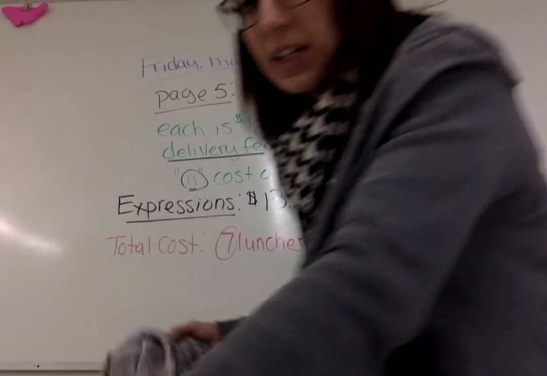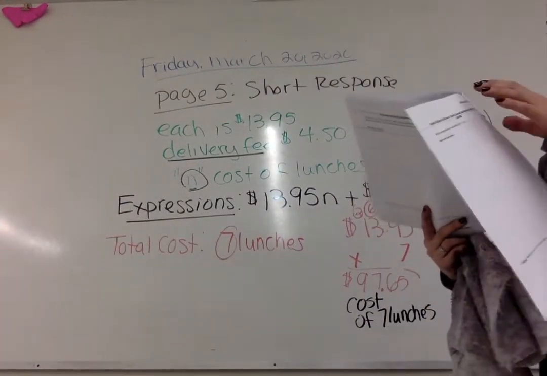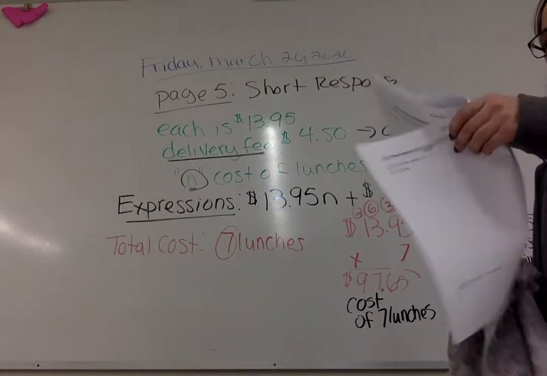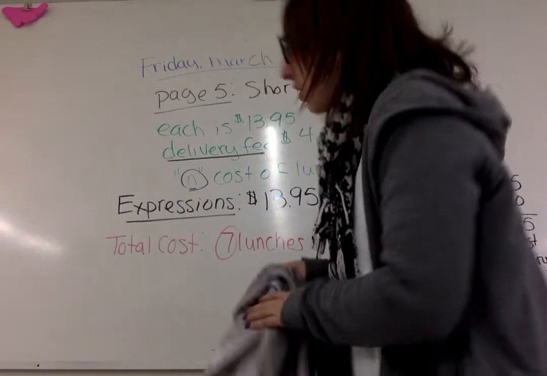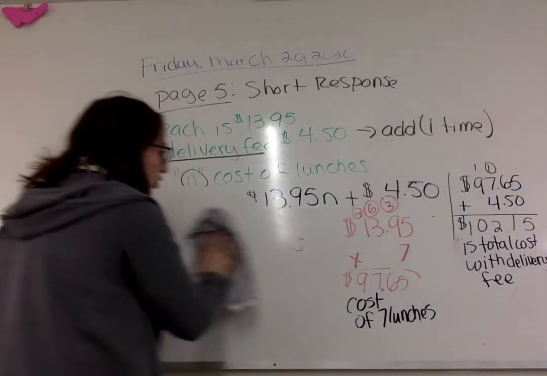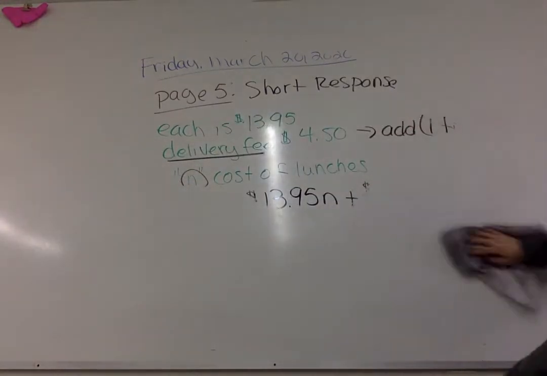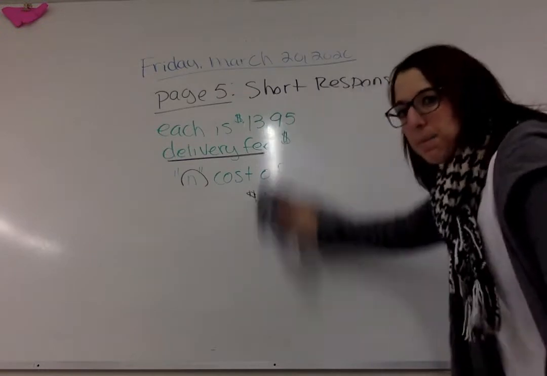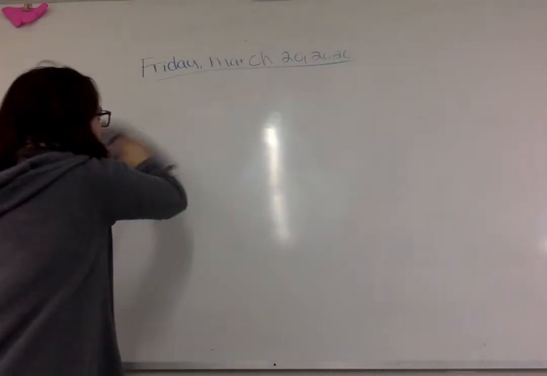Now, let's move on and go to another page. We are going to do page 6 now. Page 6 is about equivalent expressions using the distributive property. With the distributive property, we are going to use the box method that we've been working with, and all of you have been doing very well with that.